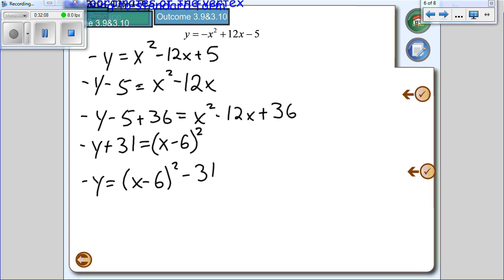Be careful, that negative doesn't go inside the brackets, it's outside the brackets. So it's negative x minus 6 squared. Don't change the sign on the inside. You're not allowed to do that. That negative can't go in the brackets, and a lot of people will do that, but don't do that. Basically what I did was I divided everything by negative 1, or multiplied everything by negative 1. You can call it how you want to see it.